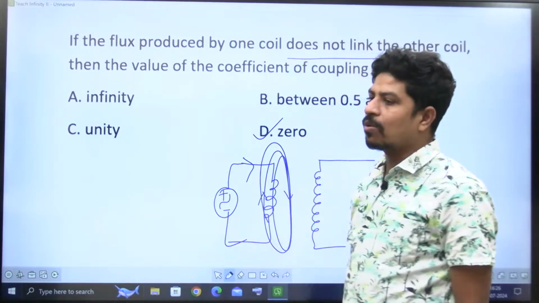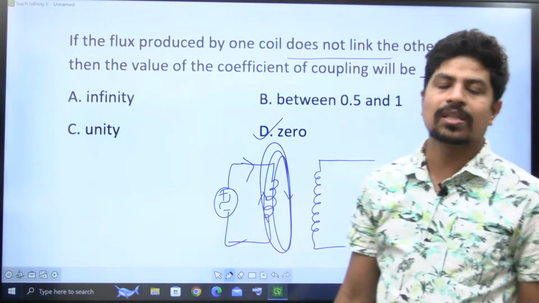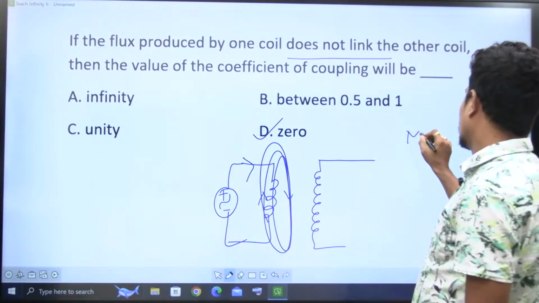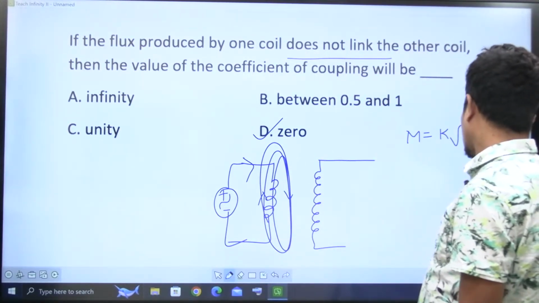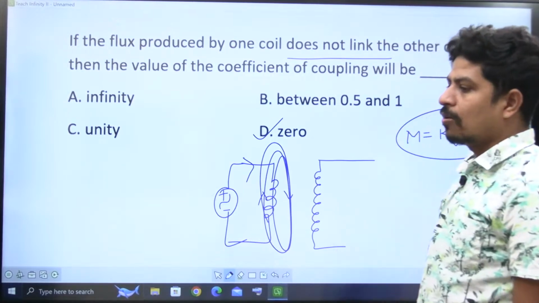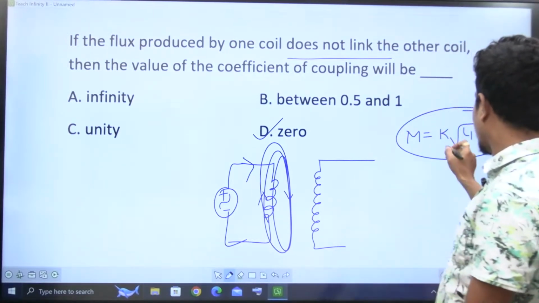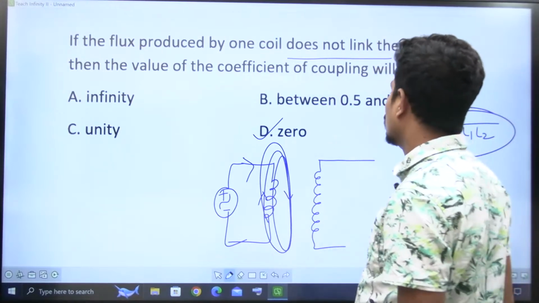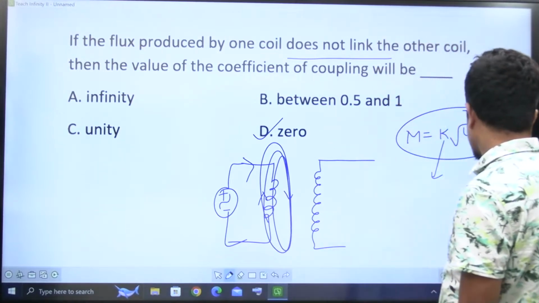If it links, then the coefficient of coupling exists and lies between 0 and 1. M is equal to K into the square root of L1 L2. Most useful formula; most of the time questions are given on this one. K is the coefficient of coupling. If there is no flux linking between the two coils, then K will be 0.